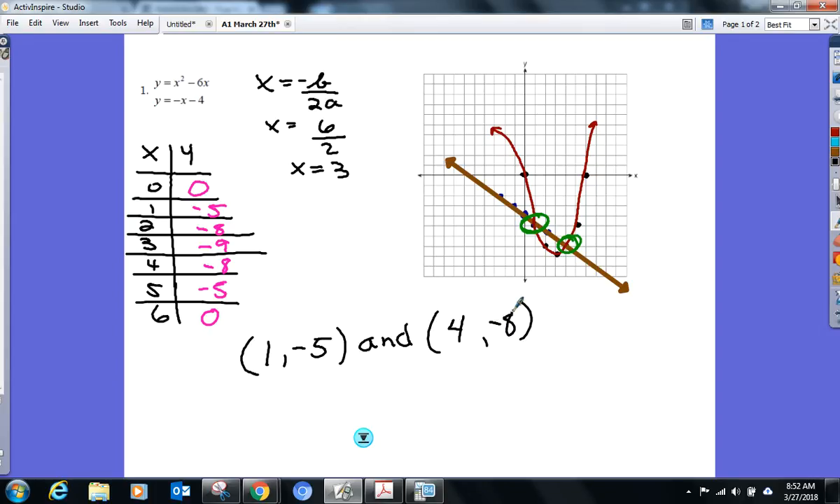Yep. No, it's fine. And also, hey, quick check. Where should these points also be? On your darn table. Okay, these should be points on your table as well. Remember.